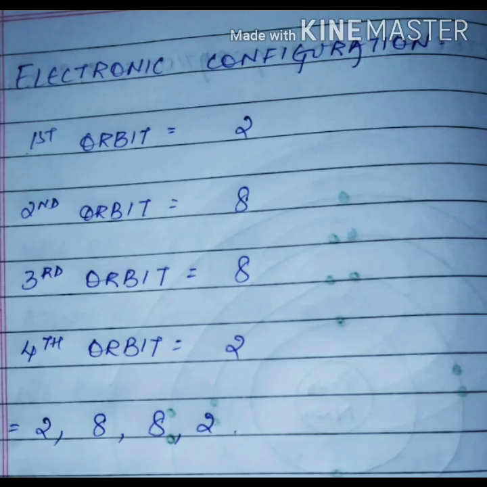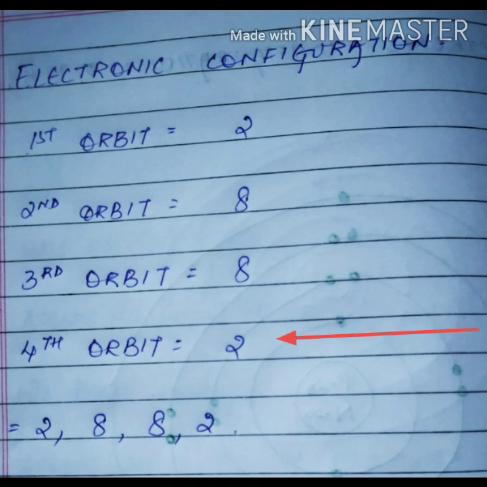Now come to the electronic configuration. We have already calculated the number of electrons is 20. So the first orbit will have a maximum of 2 electrons. So first orbit will have 2. How many left? 20 minus 2, 18. So second orbit will have 8. How many left? 18 minus 8, 10. So third orbit will have 8 electrons. And the last orbit, that is the fourth orbit, will have 2 electrons.